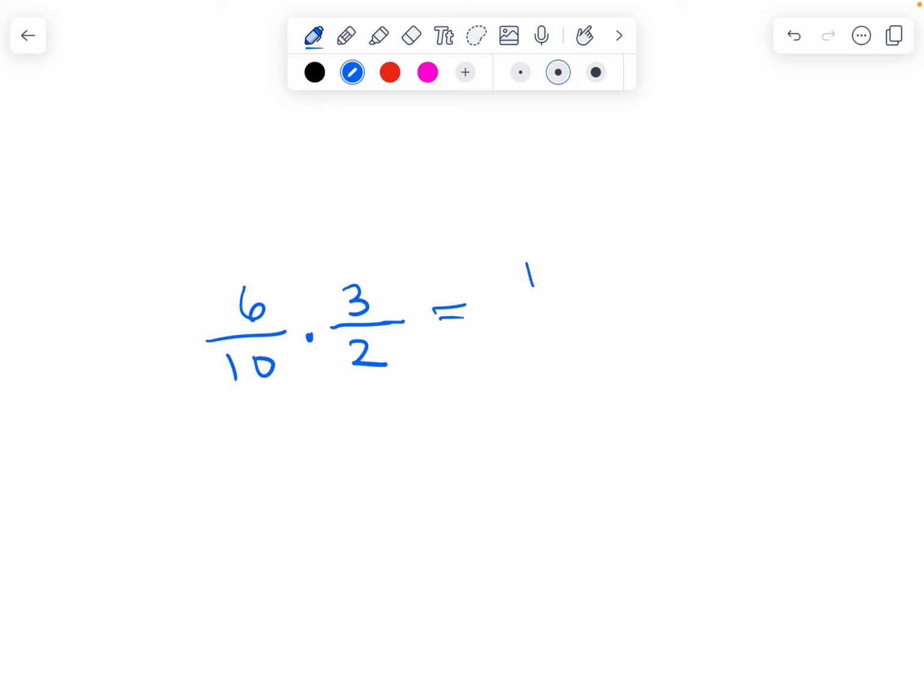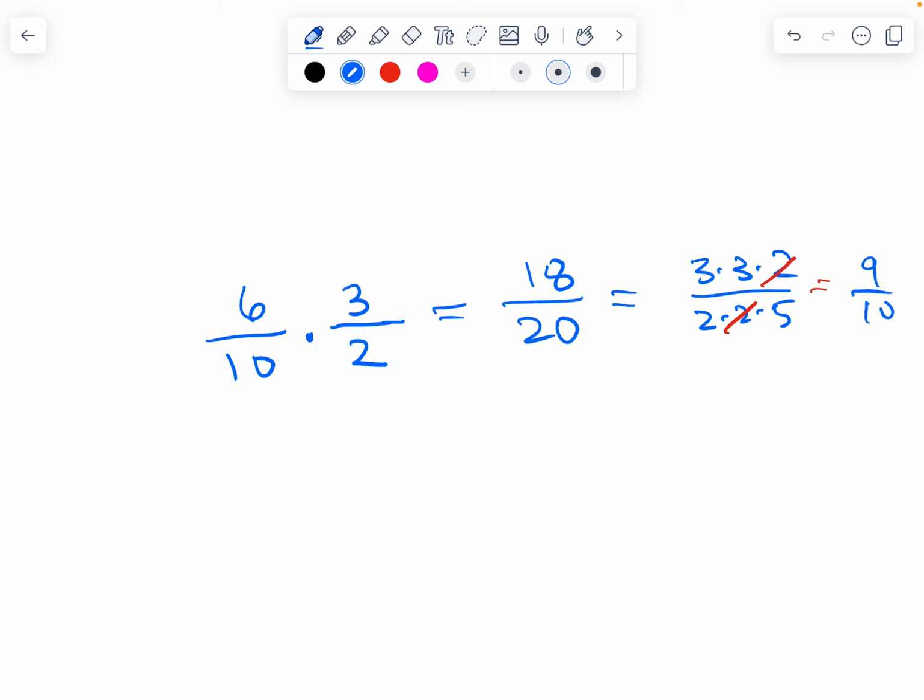So 6 times 3 is 18, 10 times 2 is 20. Now we always have to simplify. 18 is the same thing as 3 times 3 times 2. 20 is the same thing as 2 times 2 times 5. And we can cancel off a 2 and a 2. And we end up with our answer of 9 over 10.